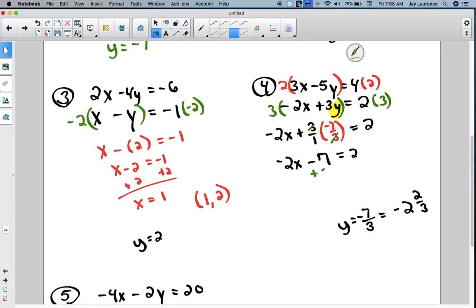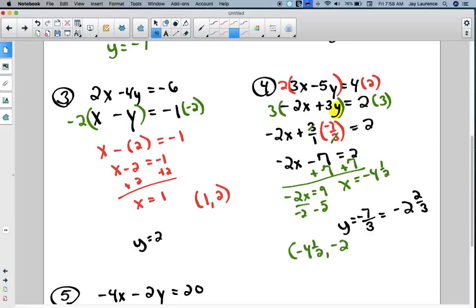I'll add 7 to both sides. Now I'll have -2x equals 9. Divide by -2. So x is going to equal -4 1/2. So the two lines will intersect at (-4 1/2, -2 2/3).